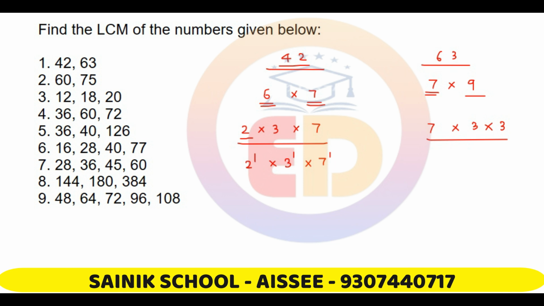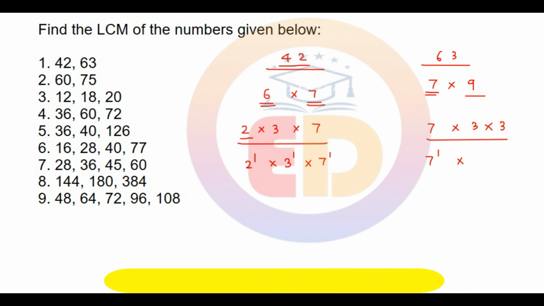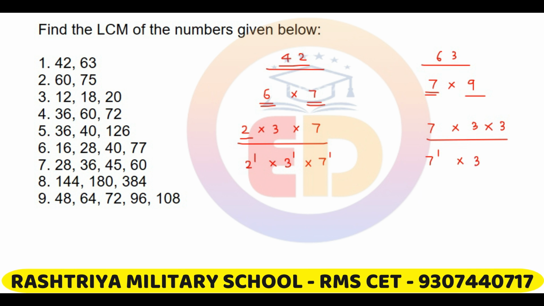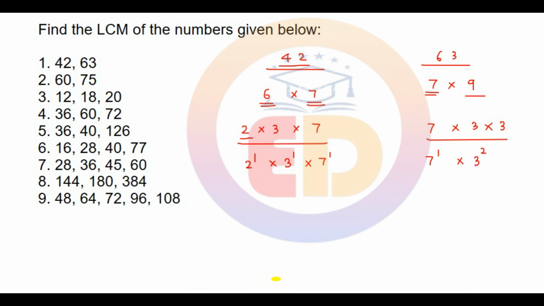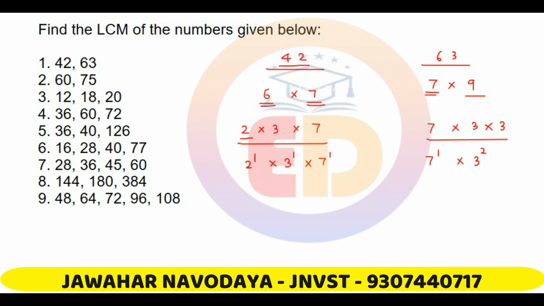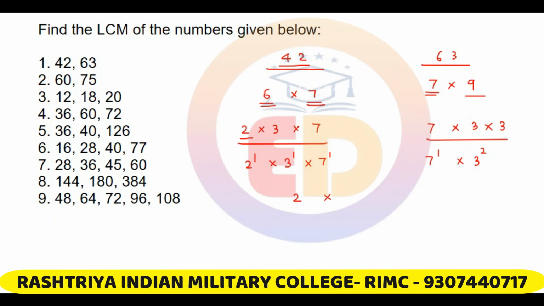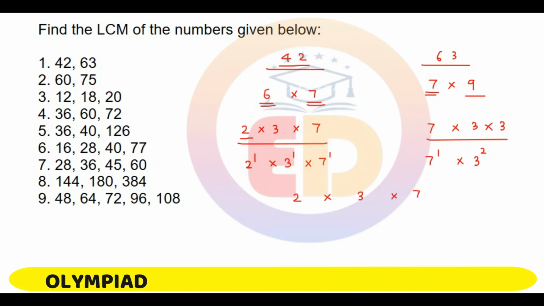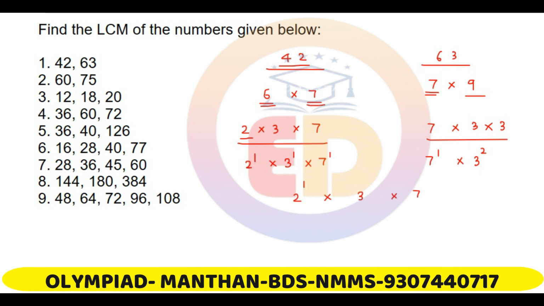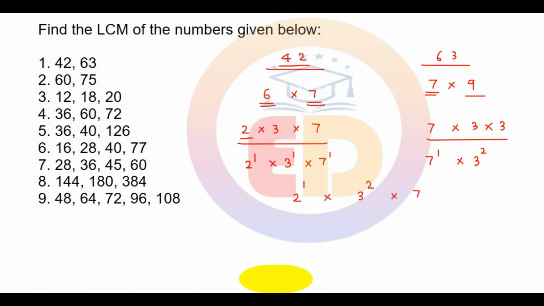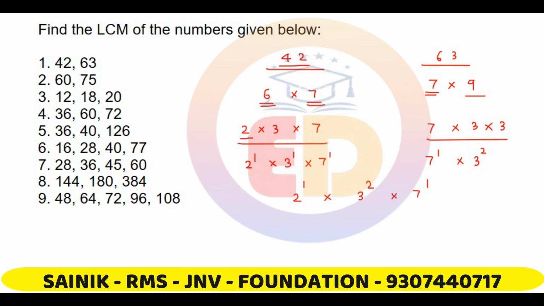In the prime factors of 63, 7 appears 1 time, I can write it as 7 power 1. 3 appears 2 times, I can write it as 3 power 2. And now you can take all the prime factors with their highest power. All the prime factors will be 2, 3 and 7. The highest power of 2 is 1, the highest power of 3 is 2, and the highest power of 7 is 1.